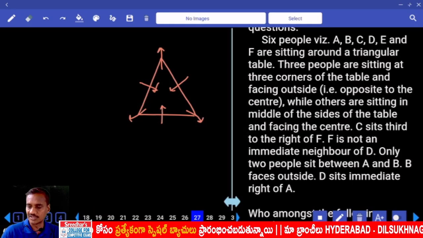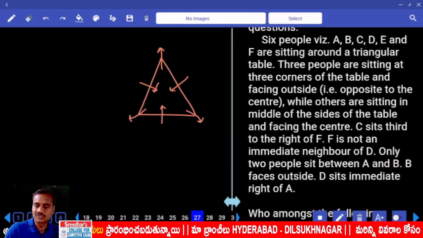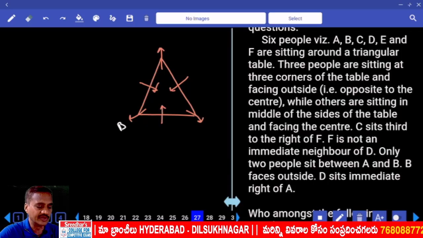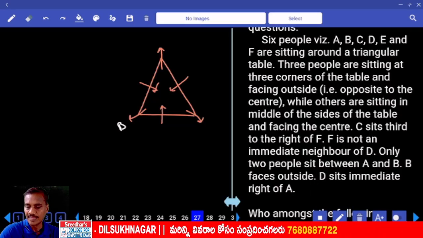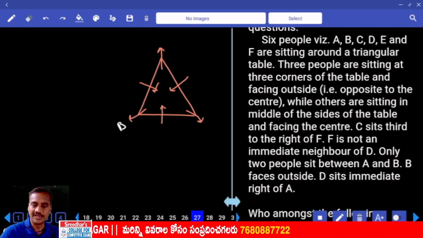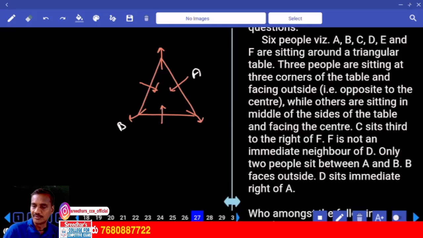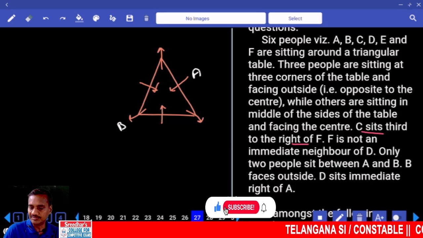C sits to the immediate right of F, and F is not an immediate neighbor of D. Only 2 people between A and B. B faces outside. Can you take B at this place or not? If B faces outside here, then how many persons are in between? Only 2 people between A and B, so A must be here. Among these 6 persons, 2 persons in between means they are opposite to each other. Then C sits to the right of F, and C is seated facing outside. F is not an immediate neighbor of D.